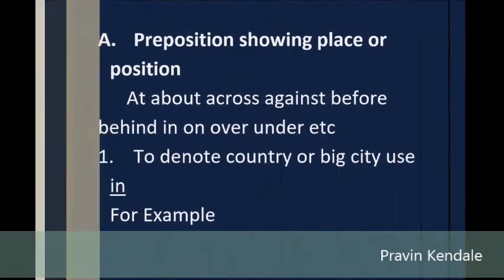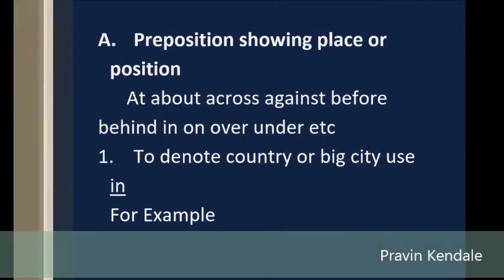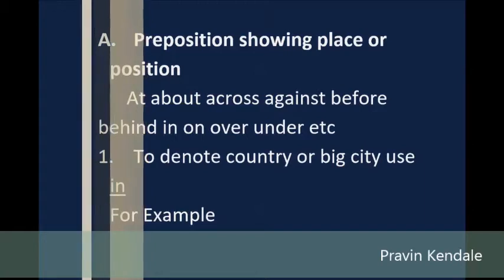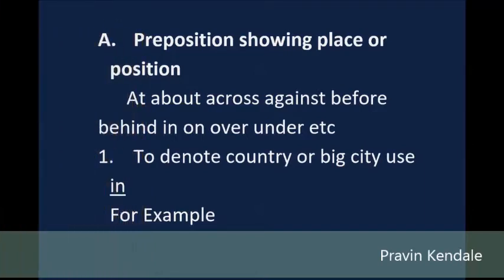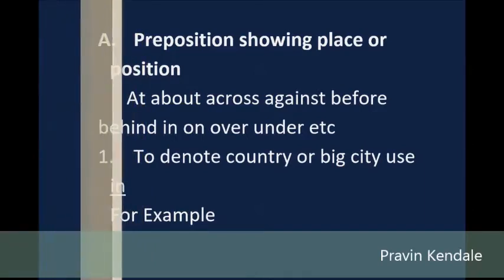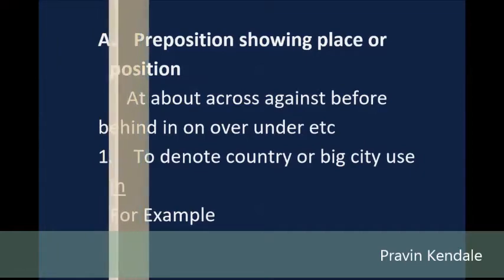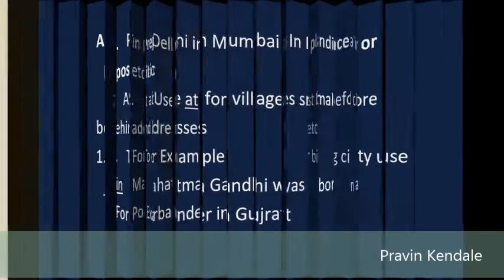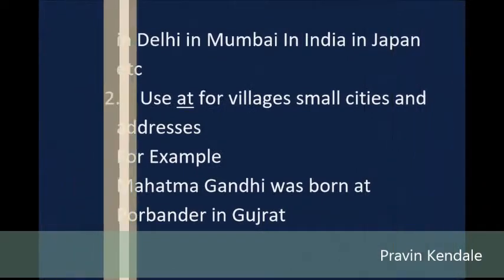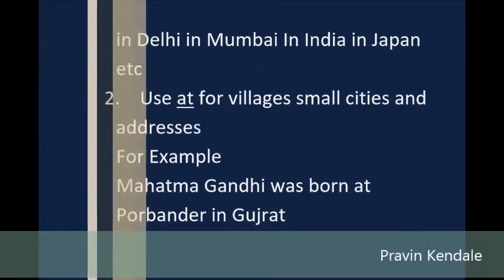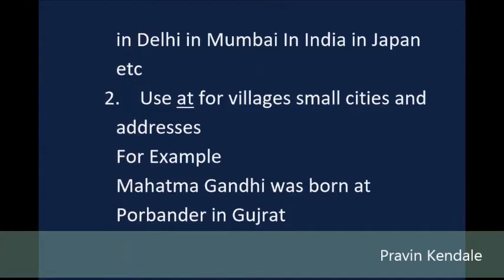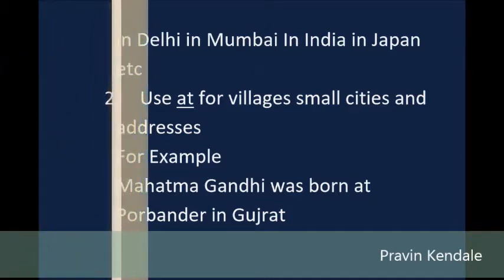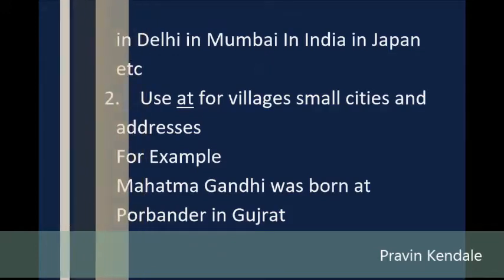Prepositions in detail. A, preposition showing place or position. At, about, across, against, before, behind, in, on, over, under, etc. One, to denote country or big city use in. For example, in Delhi, in Mumbai, in India, in Japan, etc. Two, use at for villages, small cities and addresses. For example, Mahatma Gandhi was born at Porbandar in Gujarat.